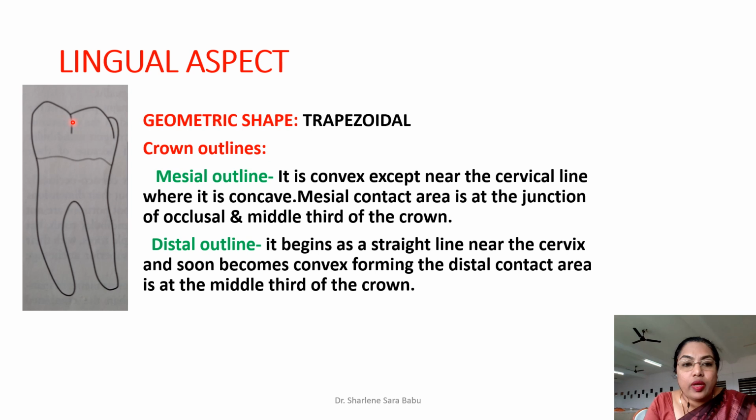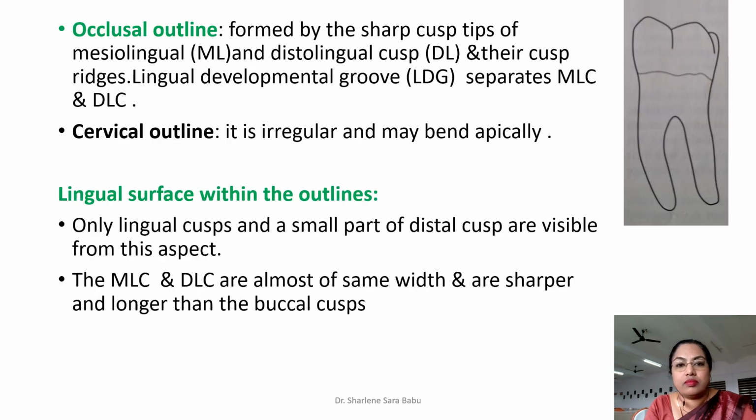Next, about the lingual aspect. Again, the geometrical shape is trapezoidal. The mesial outline is convex except near the cervical line where it is concave. Mesial contact area is at the junction of the occlusal and middle third. The distal outline begins as a straight line near the cervix and soon becomes convex, forming the distal contact area, which is at the middle third of the crown.